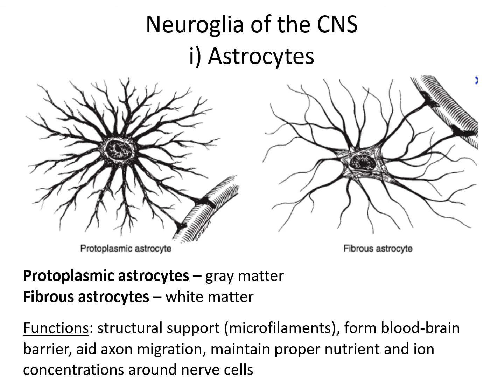They also form part of the blood-brain barrier, which we'll talk about more when we talk about the brain. But essentially, they can filter out some of the toxins that might get into contact with these extra-sensitive neurons. They can maintain the proper nutrient and ion concentrations around nerve cells so that they can function as best they can.